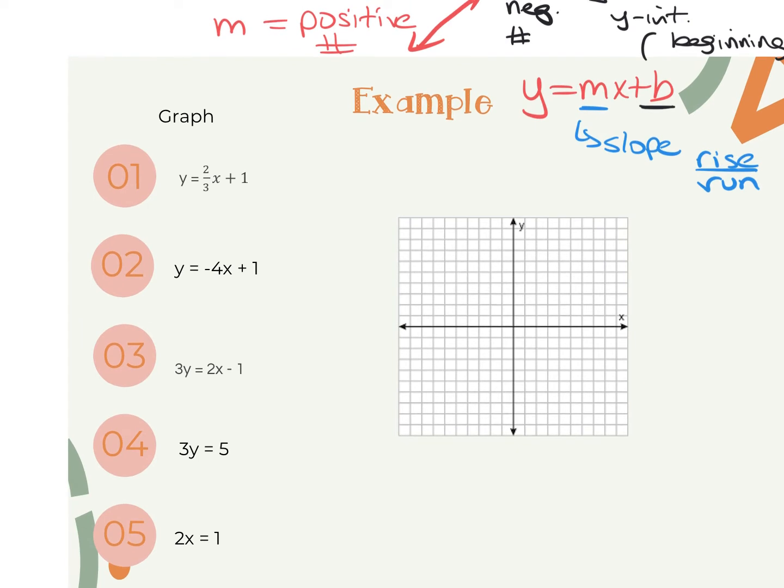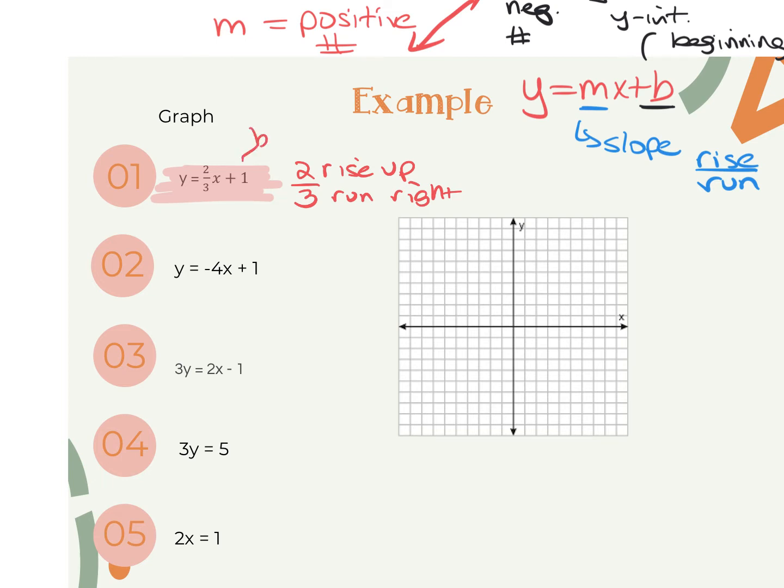I'm going to graph the first one. I'm going to graph this one in red. This one's already in y equals mx plus b form. So my first point is going to go in on the positive 1, and then from there, I'm going to use my slope, my 2 over 3. I'm going to rise up, and then I'm going to run to the right 3 from my beginning point.